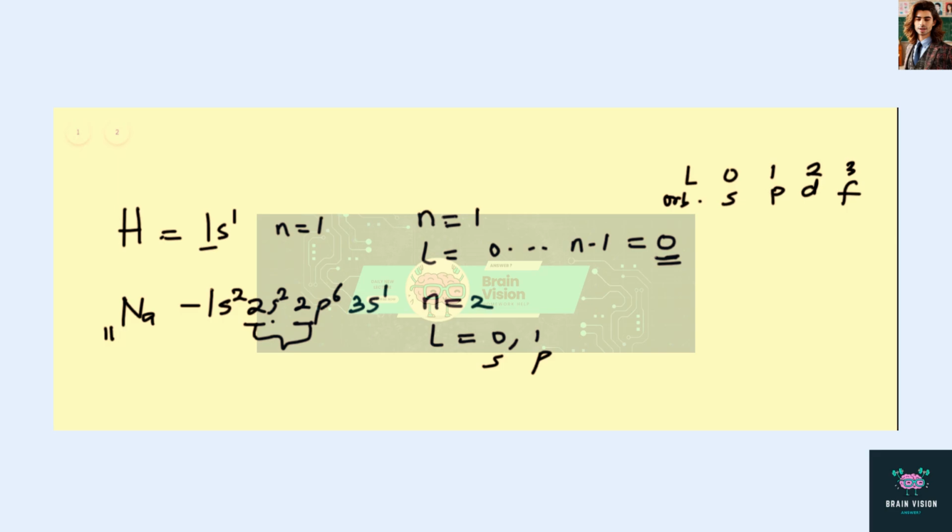Whereas for hydrogen, there is no split, because the principal quantum number 1 has L equal to only 0. And when L is equal to 0, the only orbital you can have is S. And that is why the hydrogen atom only has the 1s orbital.